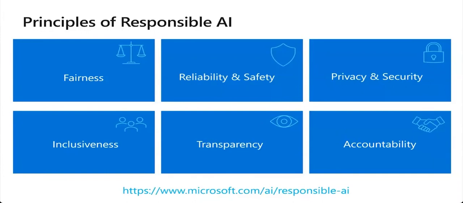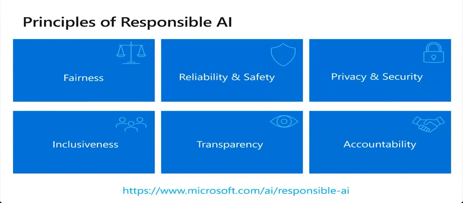Inclusiveness, yes. All AI systems should empower everyone and engage people. AI should bring benefits to all people of society, right? Regardless of physical ability, gender, sexual orientation, ethnicity, or any other factor. It should empower everyone. Transparency. All AI systems should be understandable. You should be made fully aware of the purpose of the system, how it works, and what limitations may be expected. And last but not least, accountability, because people should be held accountable for AI systems, right?